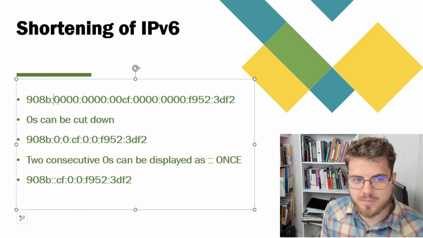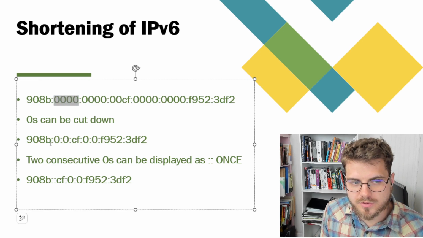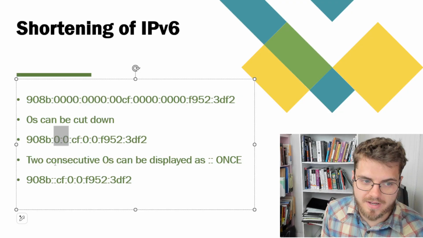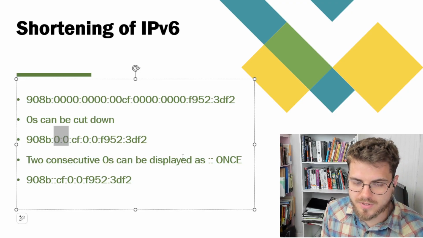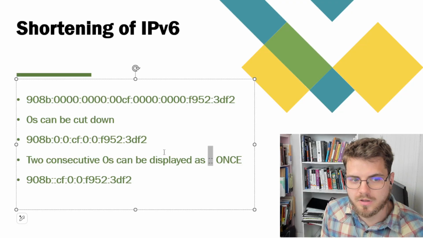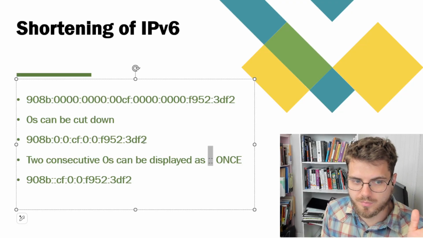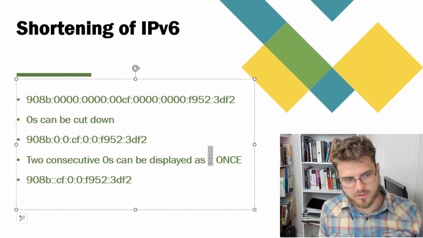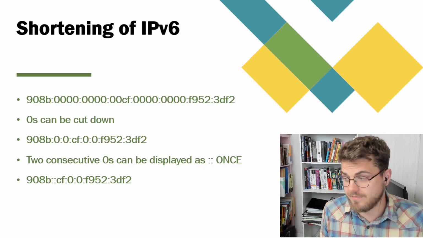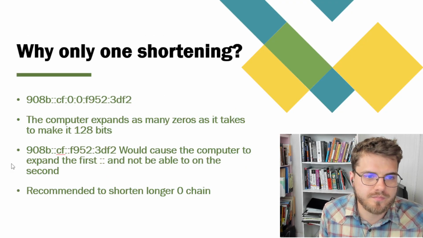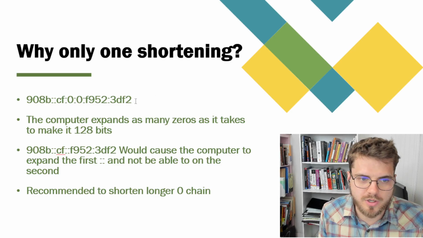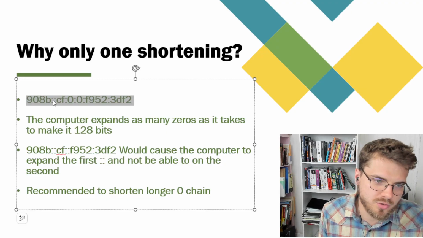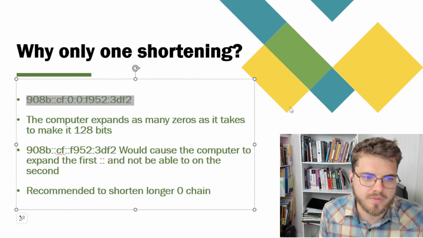But this does help a lot. Instead of having to type all these zeros, you can just shorten it, and it actually gets shorter. Consecutive zeros can be displayed as this, once per address. And I'll explain that in the next slide because I found this pretty interesting. I didn't know this. Why only one shortening? So this is an example of one that's shortened where we shorten one side but not the other.